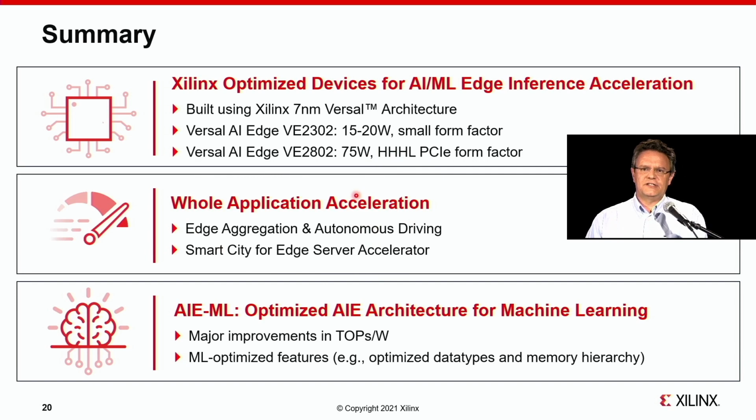The two use cases that I have just described show the concept of the whole application acceleration, and I've showed the example of the smart city and automotive applications. Finally, we have introduced this AI/ML architecture, which is the second generation AI architecture optimized for machine learning inference. This architecture provides major improvements in performance per watt and has architectural features optimized for inference like data types, memory hierarchy, and sparsity.